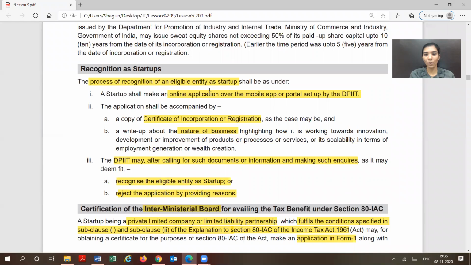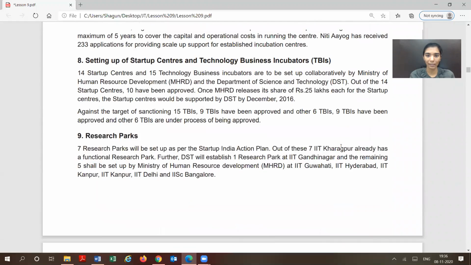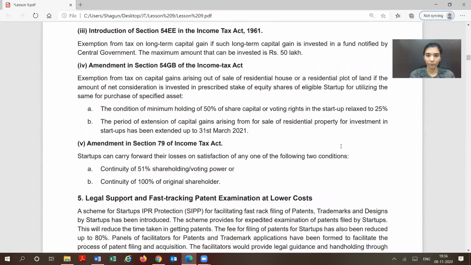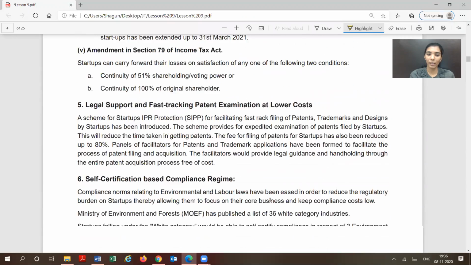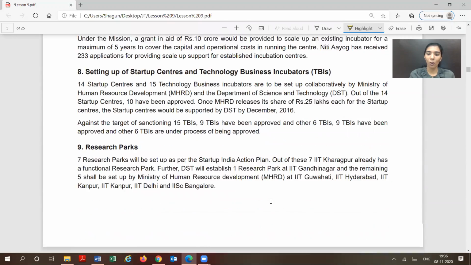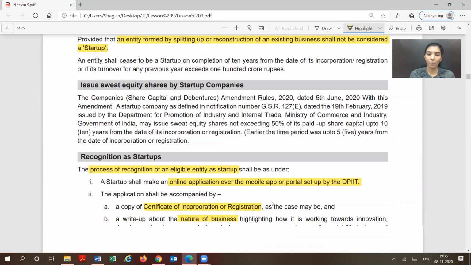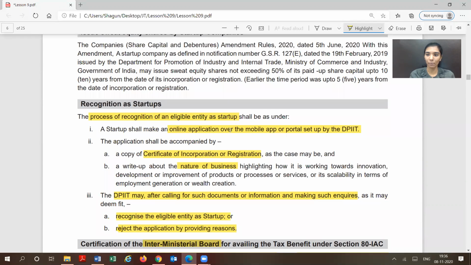Now once you have a startup, how do you get the recognition? It's a very easy procedure. You have to make an online application, either in the mobile app or a portal which is set up by DPIIT. What is DPIIT? It is the Department for Promotion of Industry and Internal Trade. They have created one mobile app and their online portal, where you have to go and make the online application.